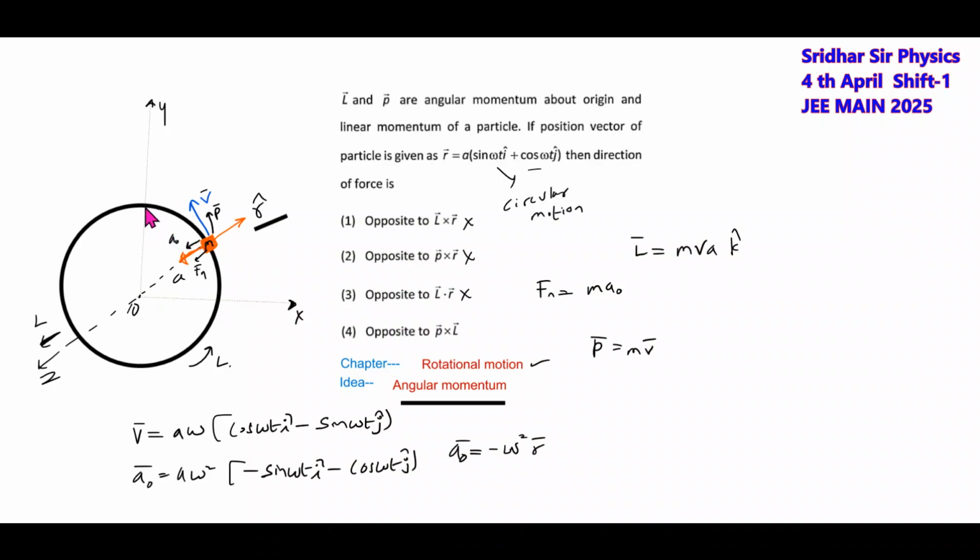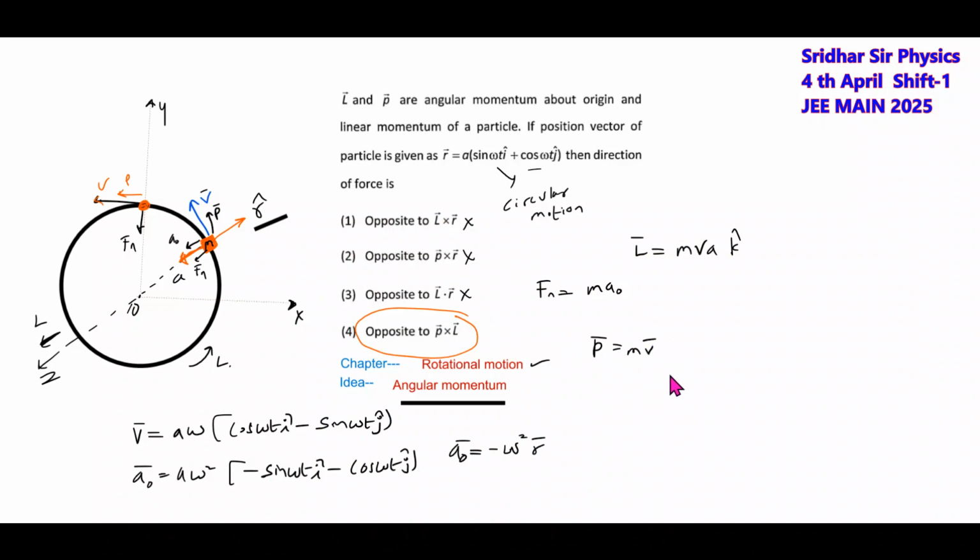When the particle is here, it will have velocity v like this. This is L bar. Then the force will be acting downward. I think that is justified, because L bar will be along the z-axis and v bar along the negative x-axis. The direction of velocity will be the direction of momentum. P bar is along the negative x-axis. L bar will be along the positive z-axis all the time.